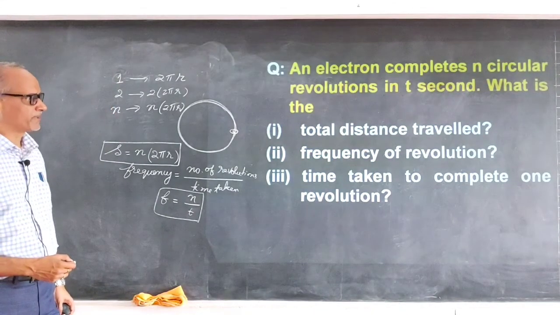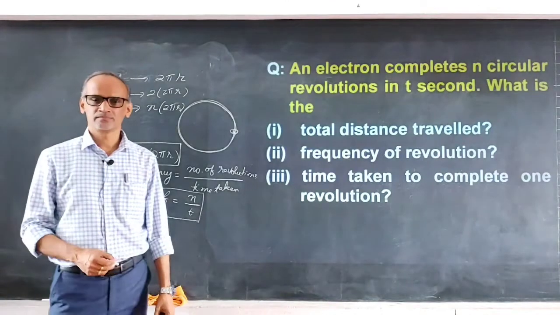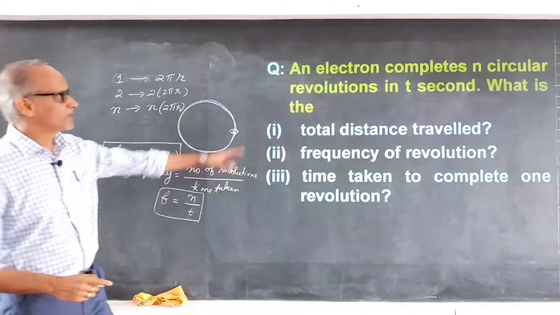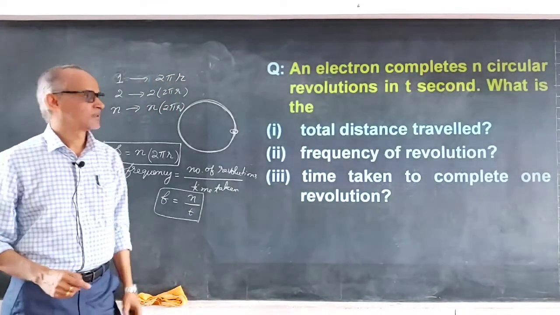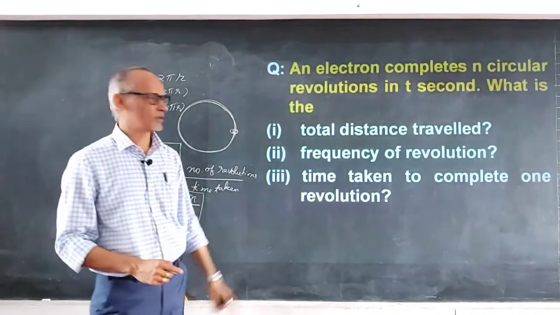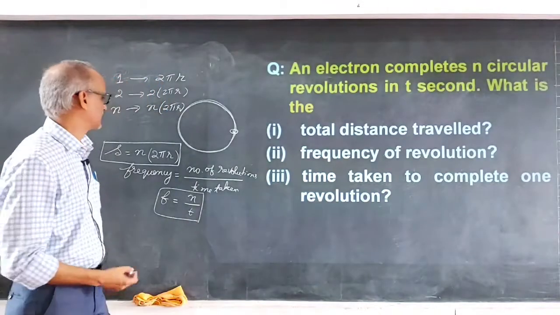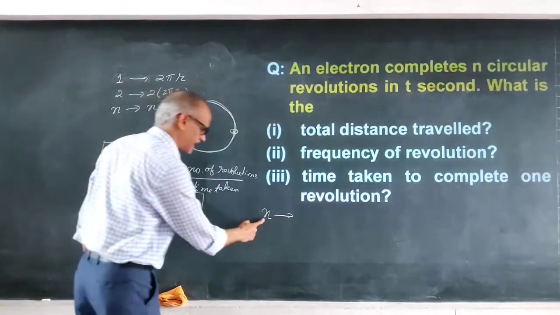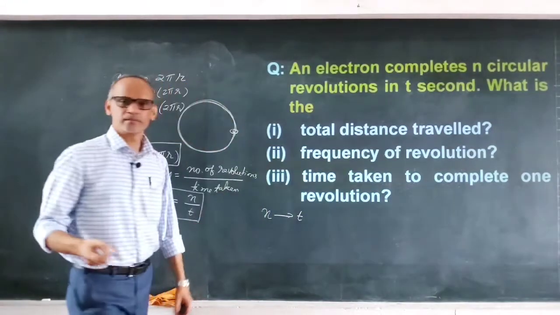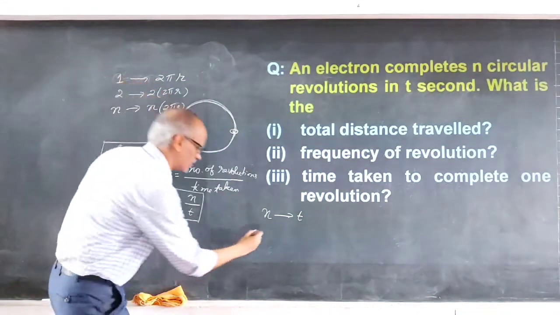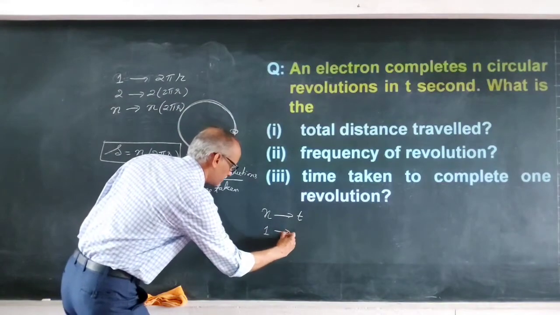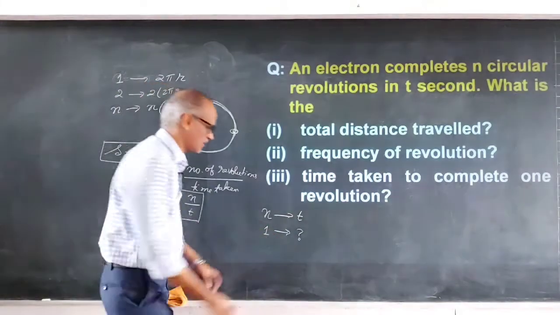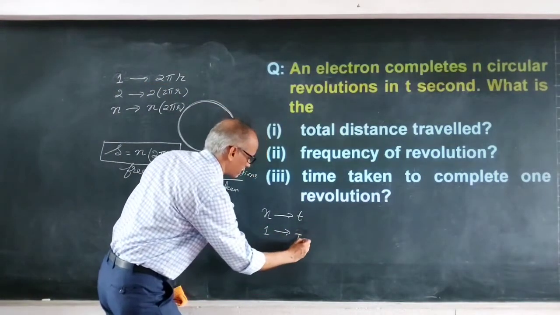Time taken to complete one revolution. Time taken to complete one revolution. Tell me, how many revolutions are there? n. And what is the time taken for it? t second. So let me write like this. For n revolutions, it takes t second. For one revolution, let's say it takes, I'm going to write it as capital T, okay?